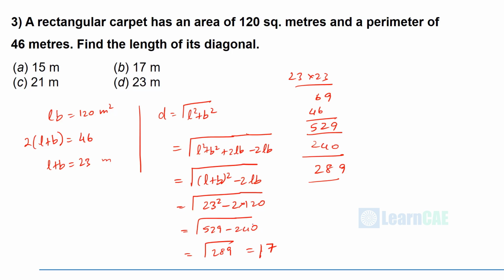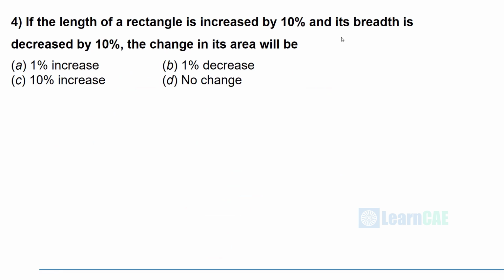We should know the values of squares and square roots from at least 1 to 25. So we shall be able to quickly find out the values. The answer is B, 17 meter. We shall check. Yes. Now we will go to the next problem.